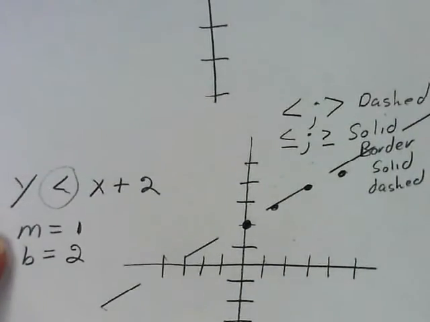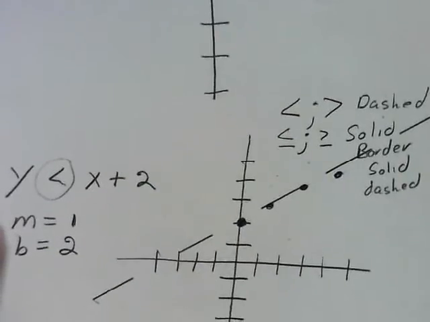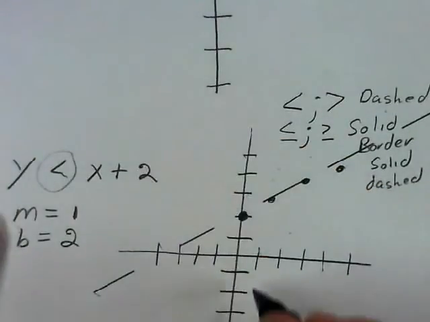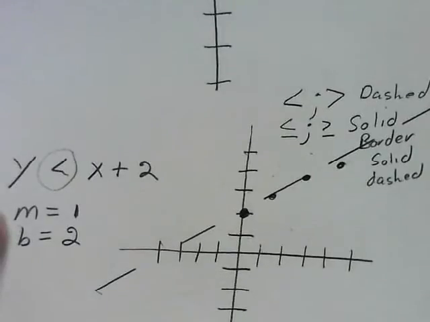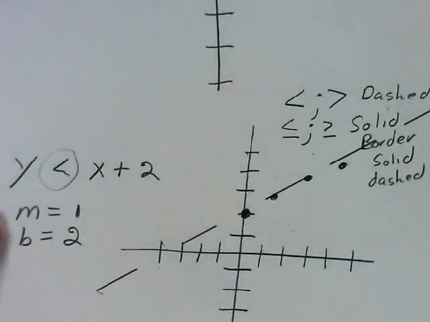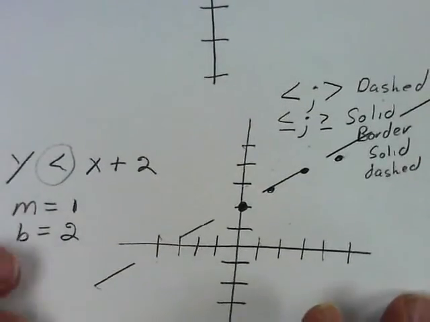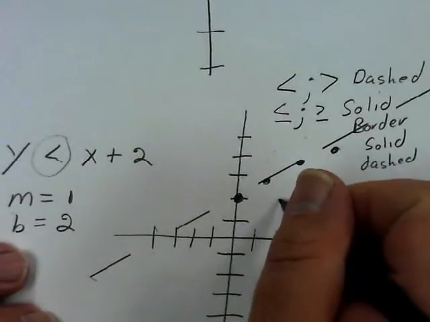Now, I remember doing some of this because it involves some shading. How do I determine whether I shade up here or shade down here? Pick a point. Pick a point someplace, not on this dashed or solid line. Pick a point any place. I don't care what you pick. 2, 2. So that'd be right here, right?